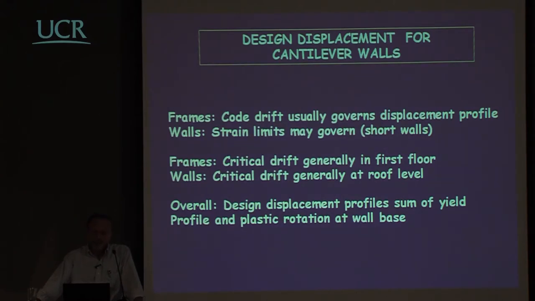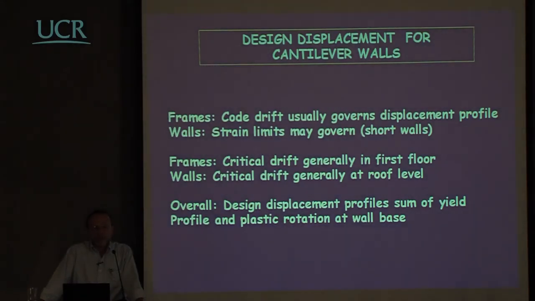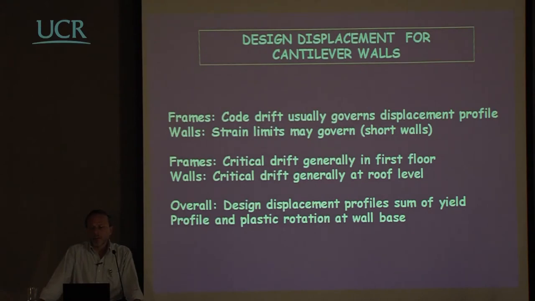But when the drift is the crucial parameter, what happens is that in frames, it is more common to have the critical drift in the lower part of the frame, while in the case of walls, the opposite is the case. And this may be not immediate to be seen. I will show why this happens, but the larger drift normally is at the top floor. This is due to the different elastic mode of deformation of the wall with respect to the frame.